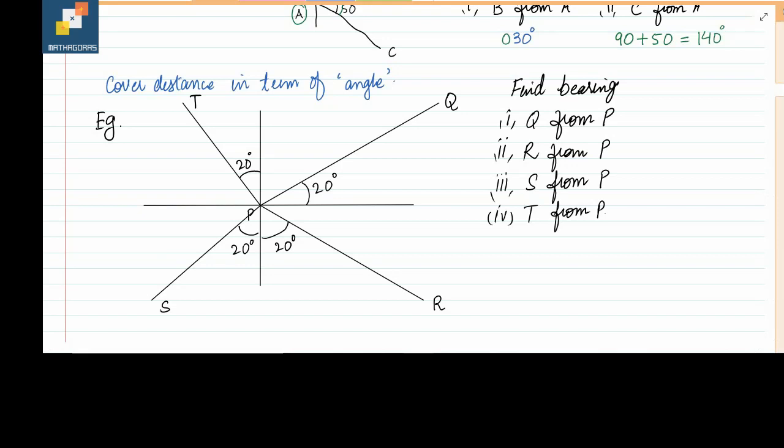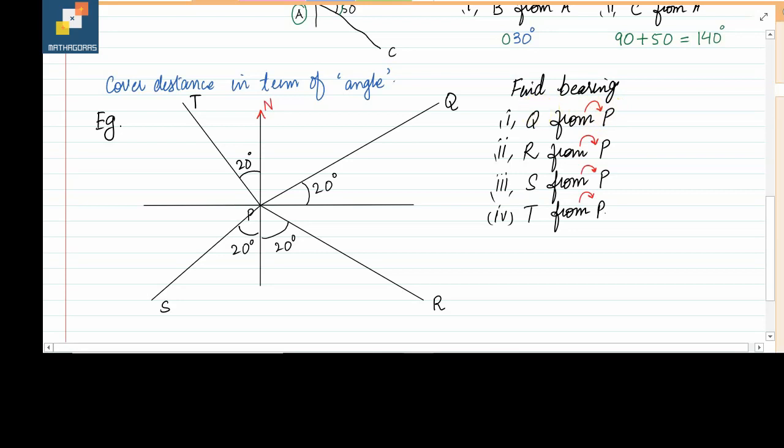Now step by step. At the first point we need to highlight the north of P, because in every case the word P is written after the word from, right? So first thing, highlight the north. I am going to highlight the north of P. So that is the north of P. First step done, right? Now the second one is the distance one. You need to travel from the north of P till the point Q.